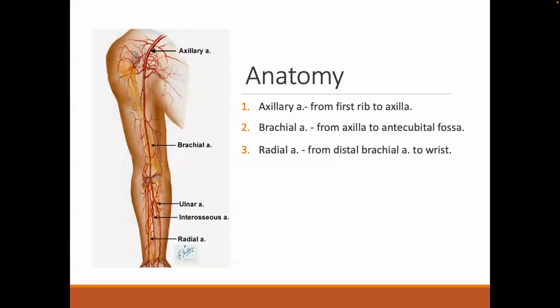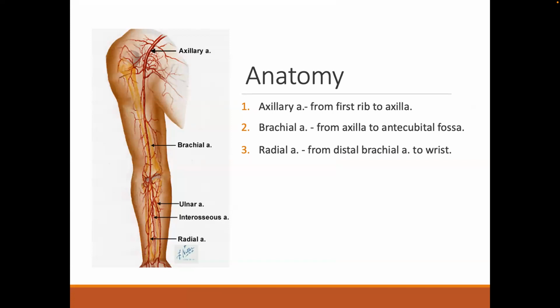Okay, so the axillary artery is a continuation of the subclavian. It starts from the outer border of the first rib to the axilla. What's the axilla? Does anyone know? Yes, the armpit. So the axillary gives off 7 branches, which you don't have to know. And then it becomes the brachial artery.